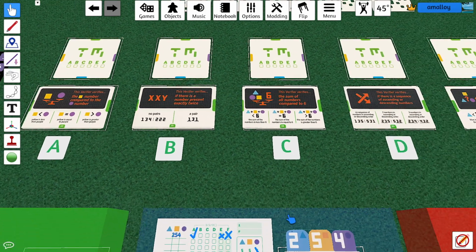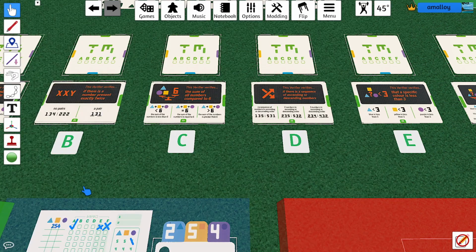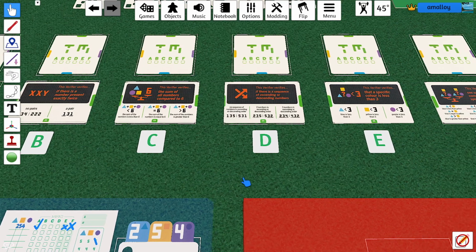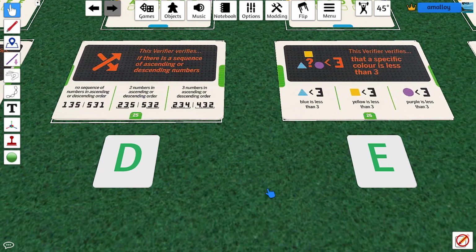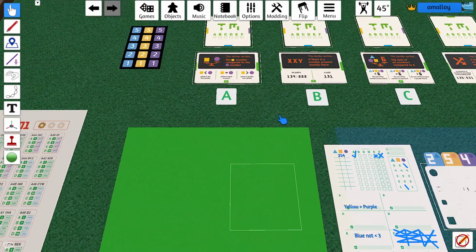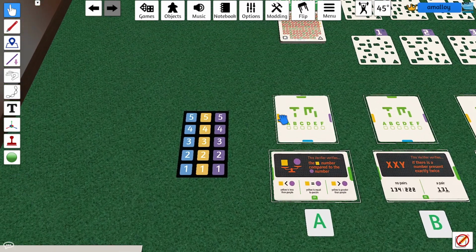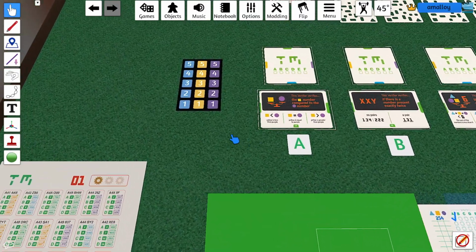And B? So B, no matter what we do, we're going to get all the information out of it. D, I want to make sure I'm aiming at the middle one. And E, we just have to pick something other than blue to be less than... less than 3.